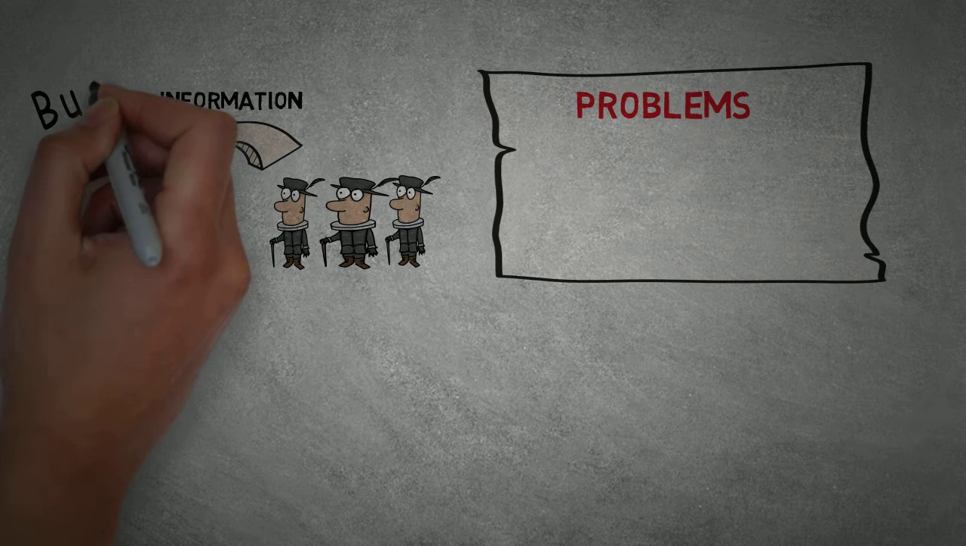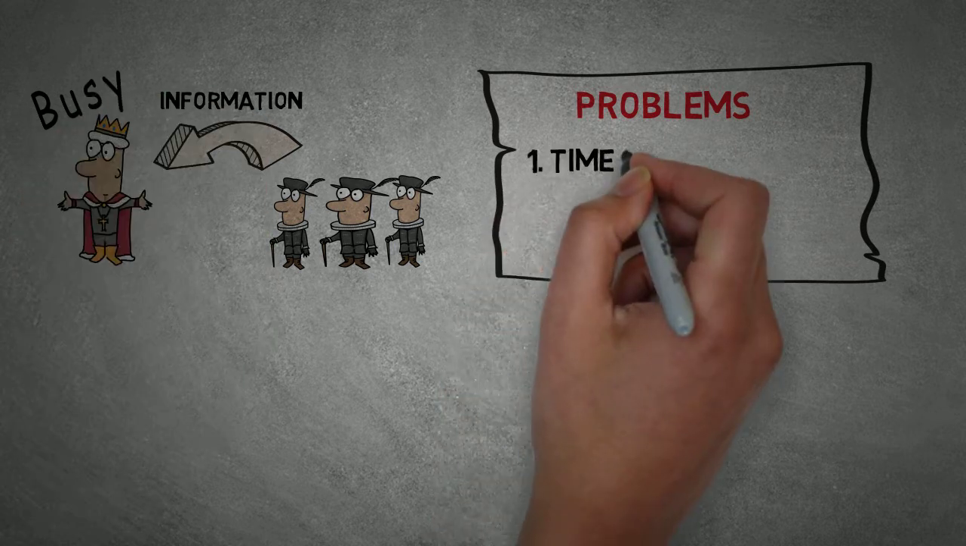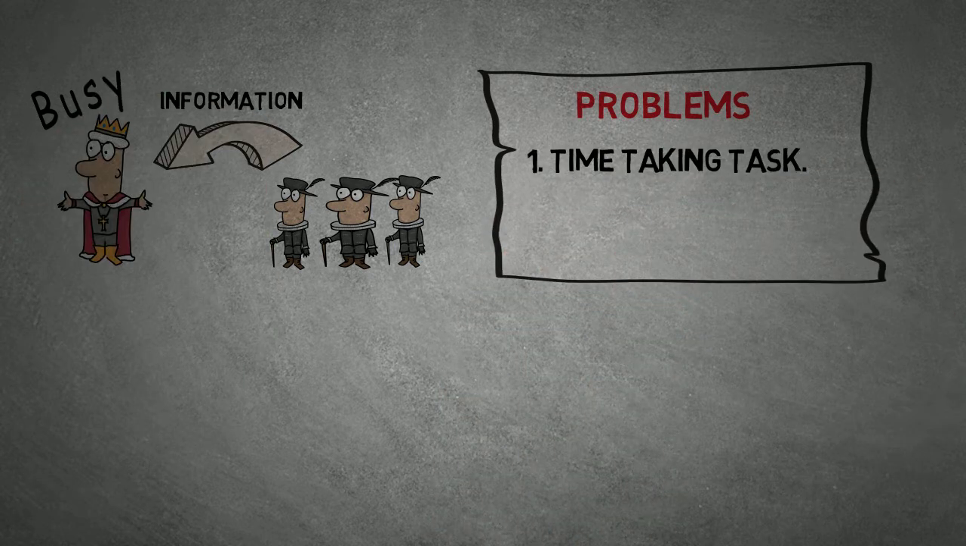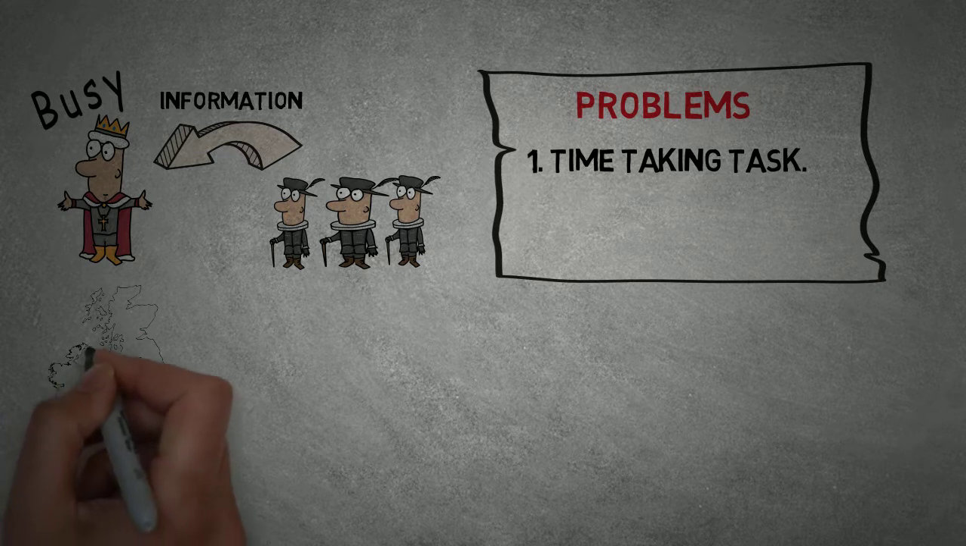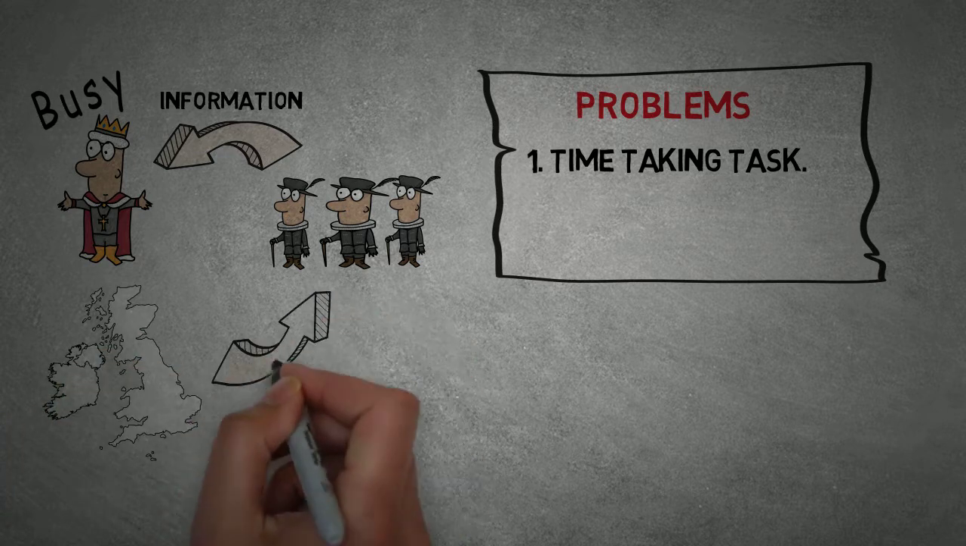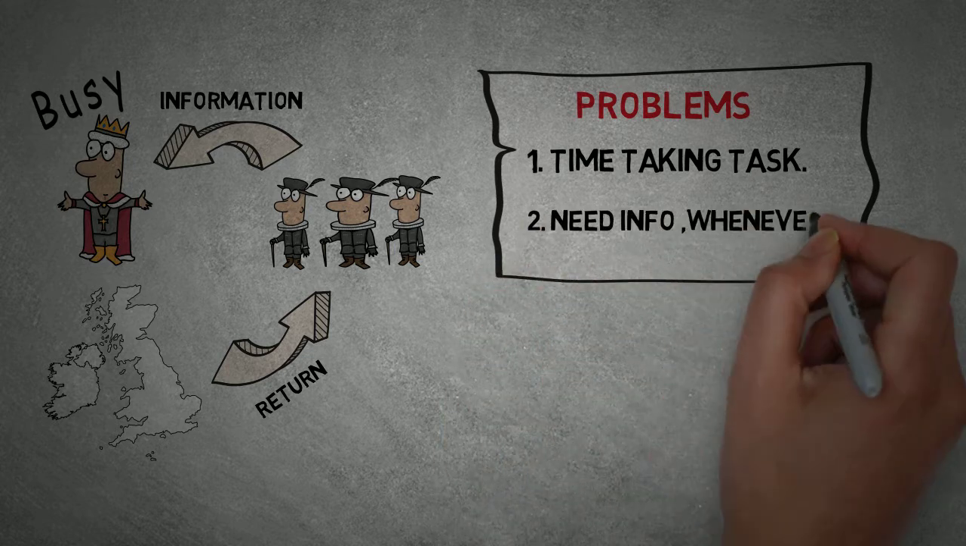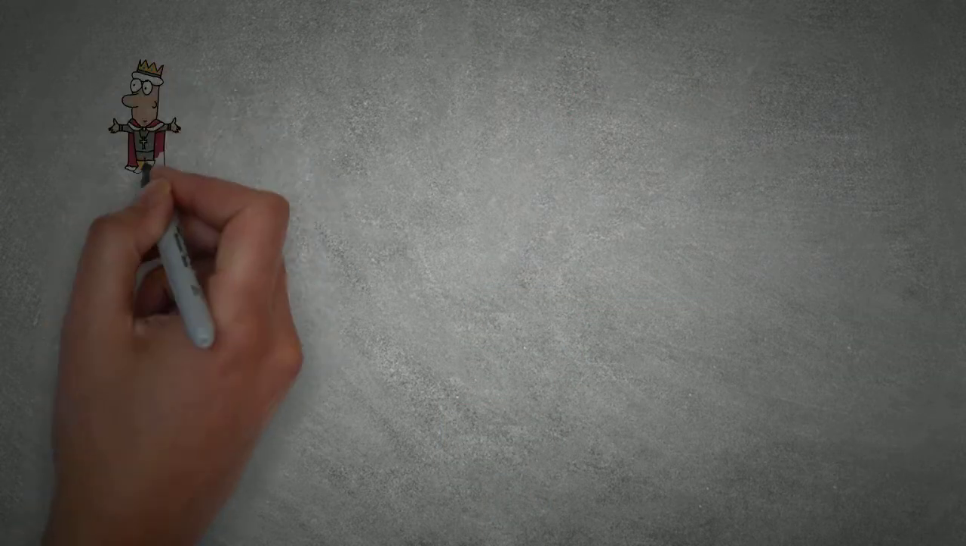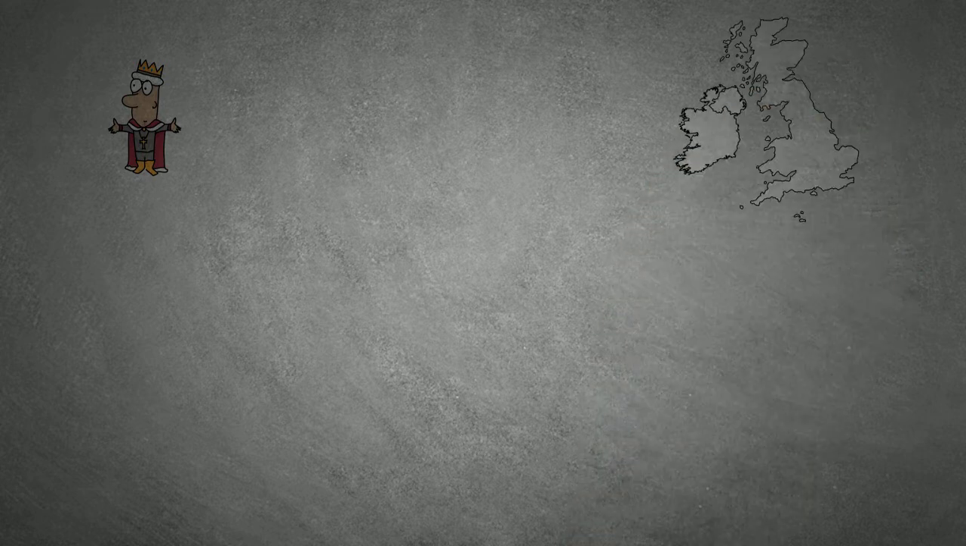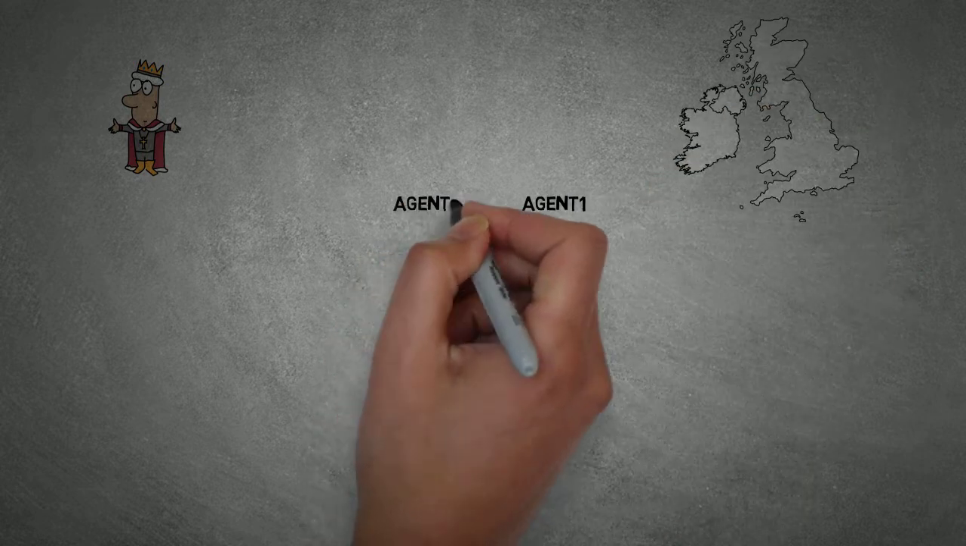Actually, the king was a very busy person and it required a lot of time to read all the recorded information. And the king had to be available when agents came back from the country, but the king needed all the info on a regular basis, whenever he wanted. To solve this problem, the king appointed 3 agents with different tasks.